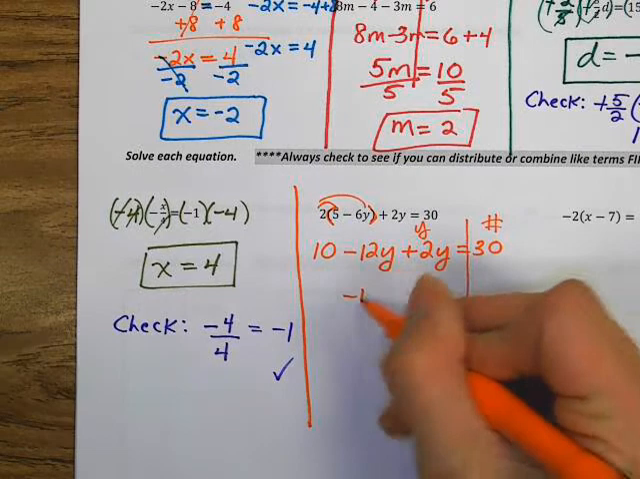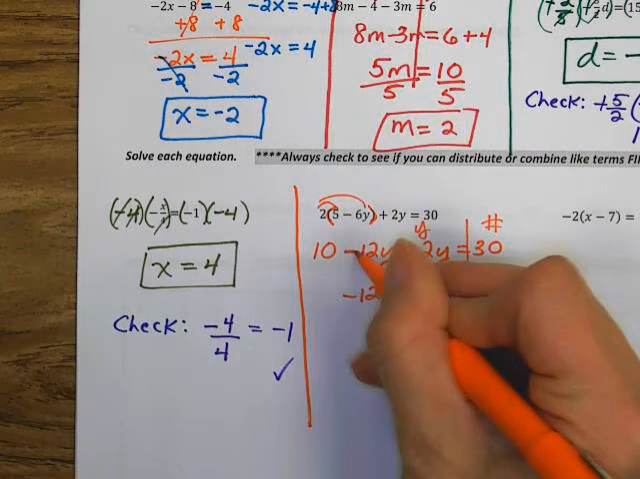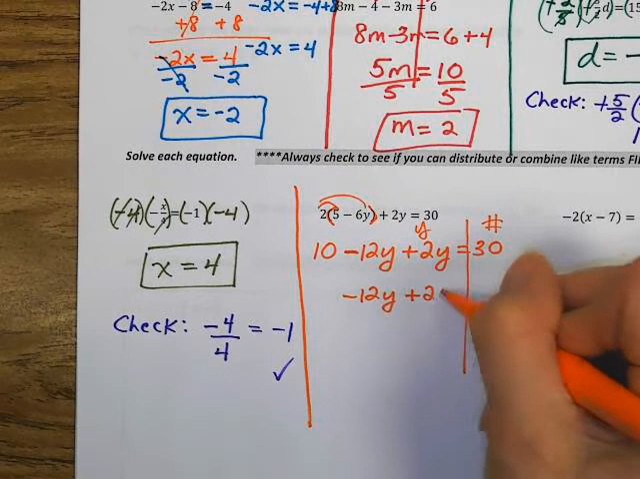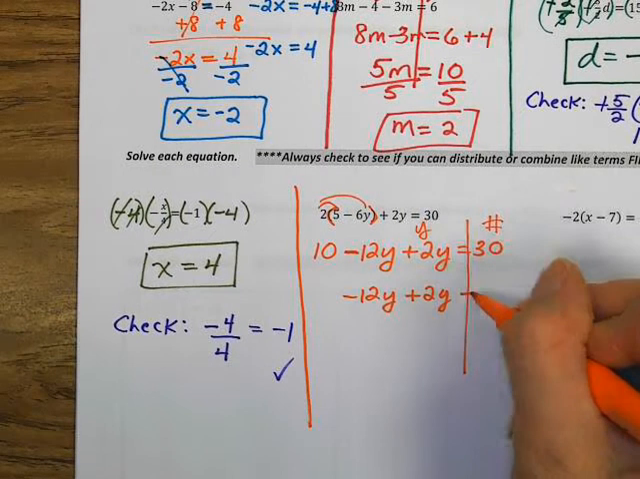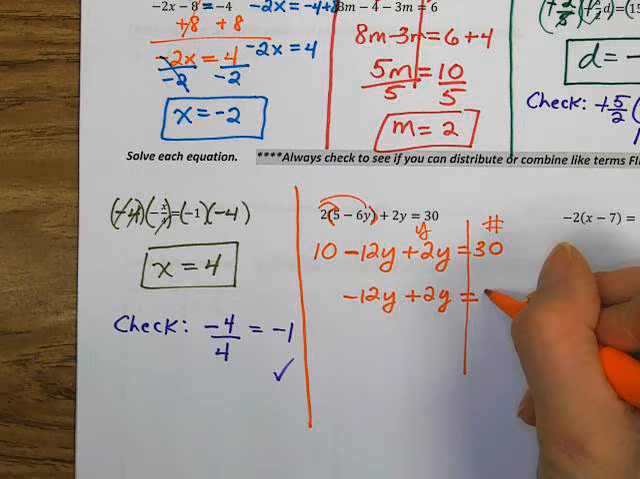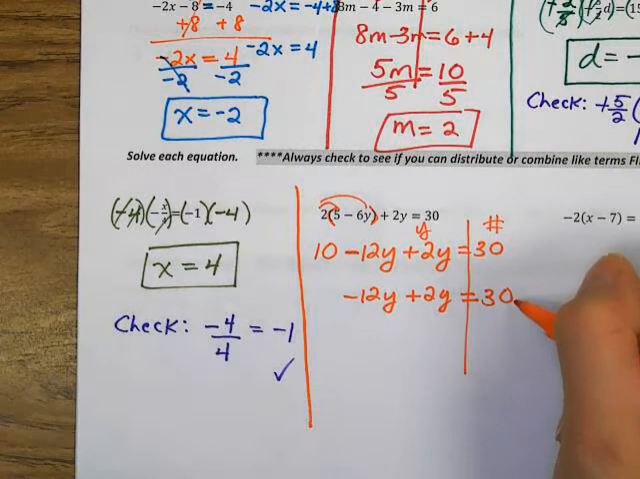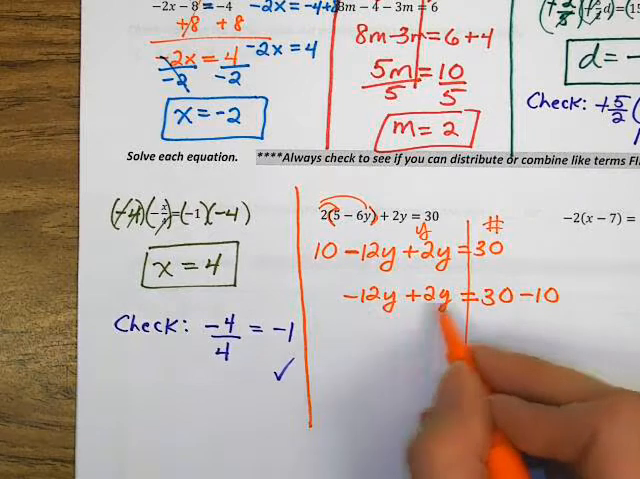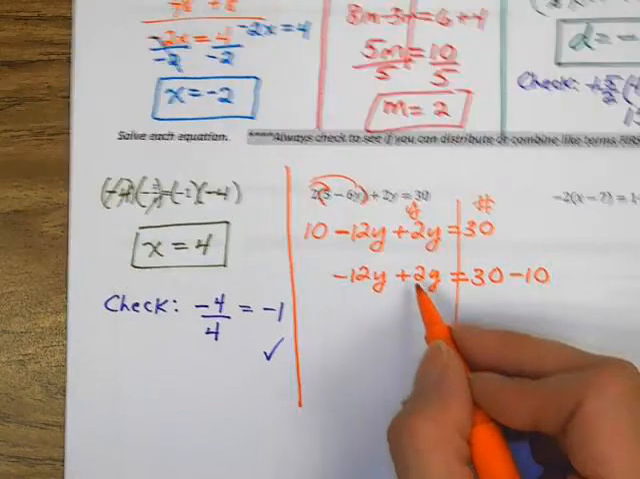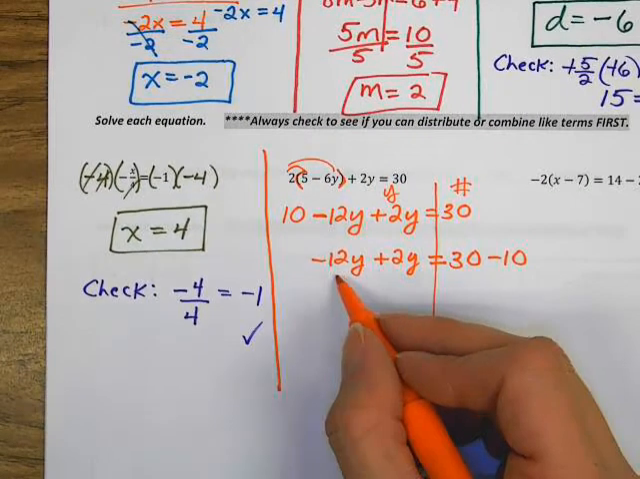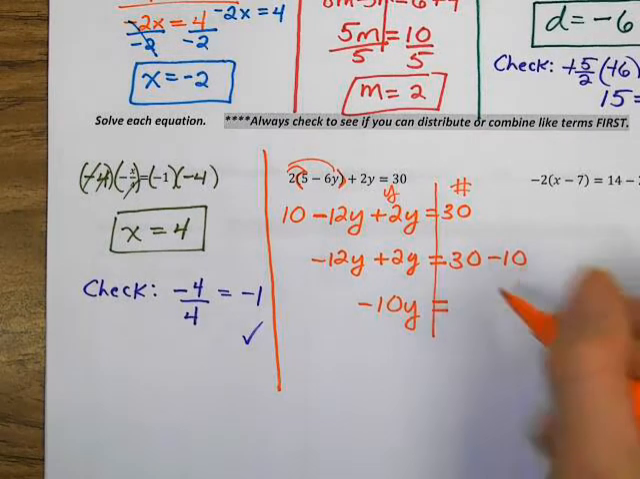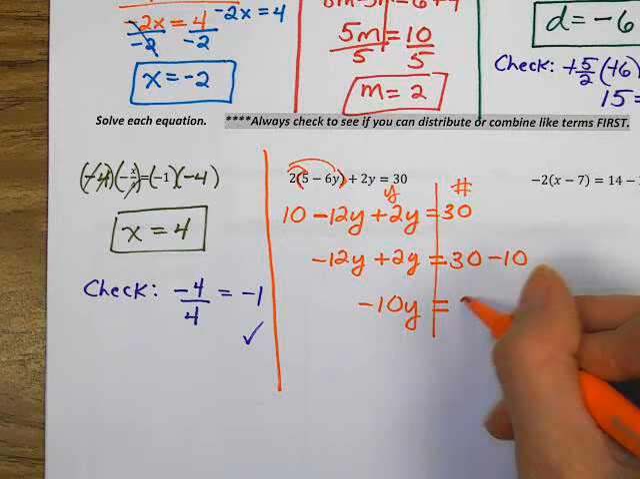Okay, so negative 12y, make sure you look in front for the sign. You're going to stay on that side. Positive 2y, you're going to stay. 30 is on the right, and who's going to join him? The negative 10. Okay, on the left-hand side, let's add our like terms. Negative 12 plus 2 is negative 10y. 30 minus 10 is 20.